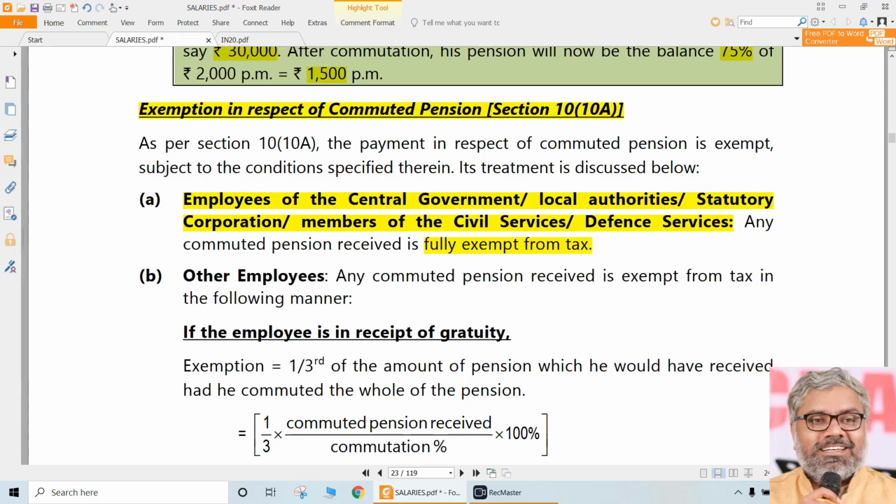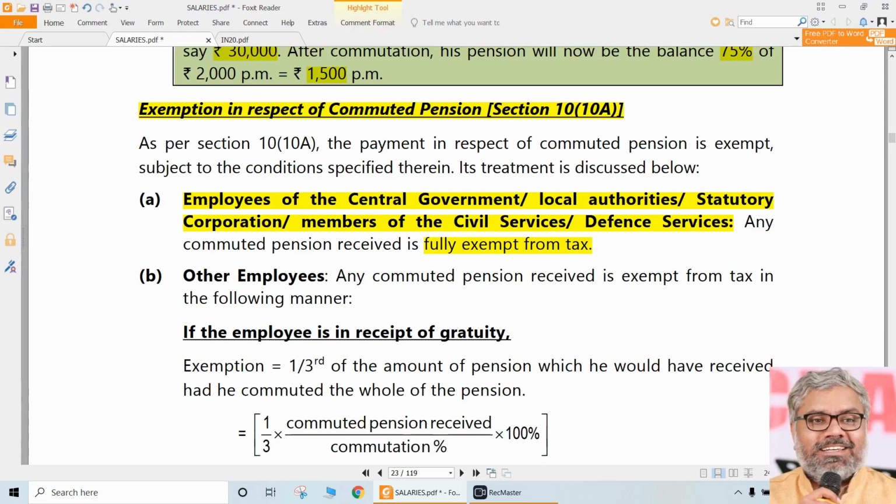See, when the employees of local authorities are also exempted, it would be unfair to even imagine that employees of state government will be taxable. No. Central government, state government, local authorities. There are three layers of government in this country. We already should know that. All government employees in all the three layers, their commuted pension is fully exempt. That's it. In addition to all three layers of government employees, employees of statutory corporations, if they receive any commuted pension, that is also fully exempt.